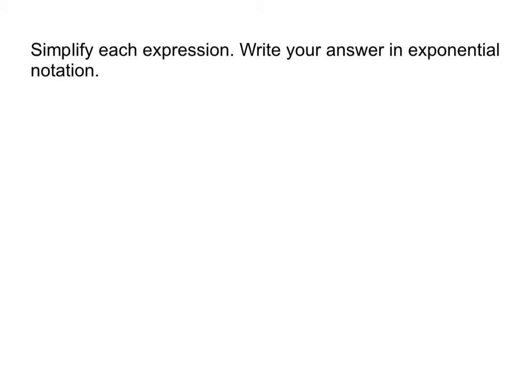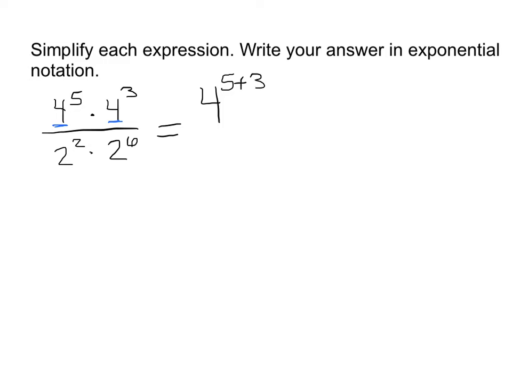Your directions will probably tell you to simplify each expression and write your answer in exponential notation. Our first example is 4 to the 5th times 4 to the 3rd over 2 to the 2nd times 2 to the 6th. The first thing I notice is that I have two bases that are the same. When my bases are the same, I know that I can use my product of powers property, which allows me to keep the same base and add my exponents together.